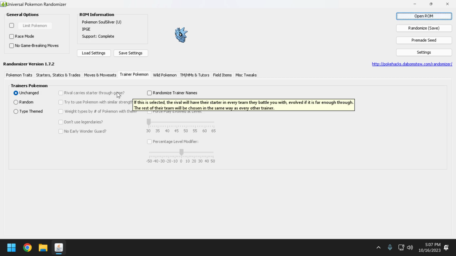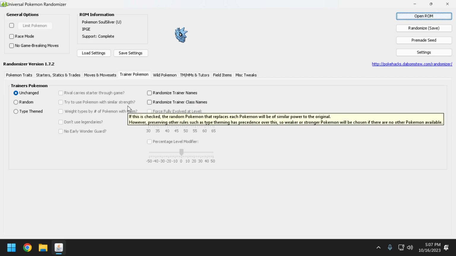I've been playing on and off, and my rival has gotten the most random Pokemon. The last one I had was an Executor. Here you can randomize the trainer's Pokemon, but keep them at the same strength that they are. So once again, if you randomize trainer Pokemon, they could have really powerful moves or really high levels.